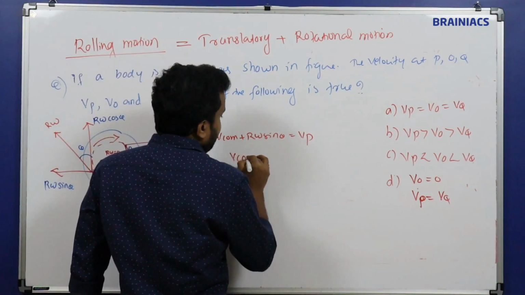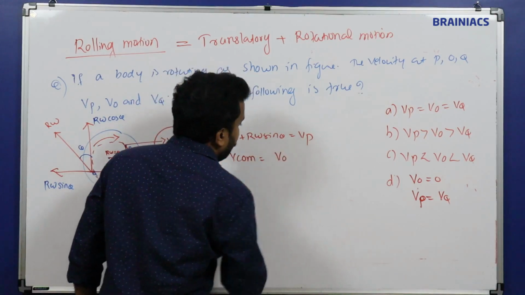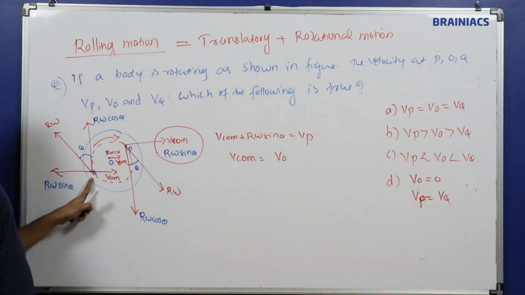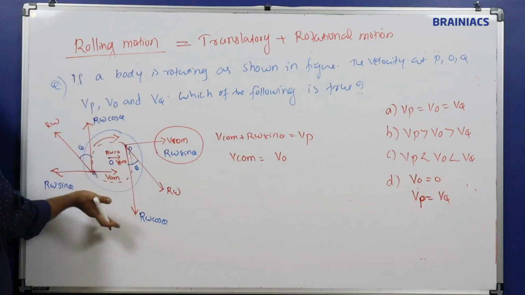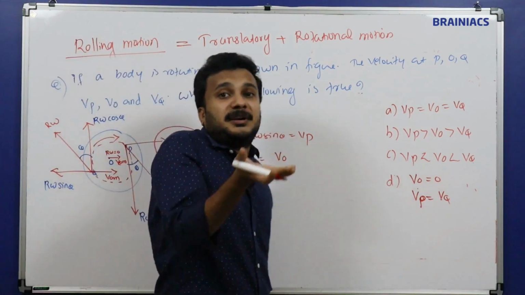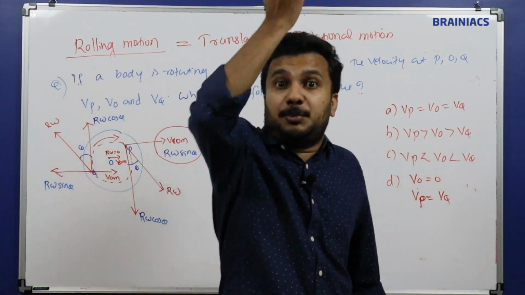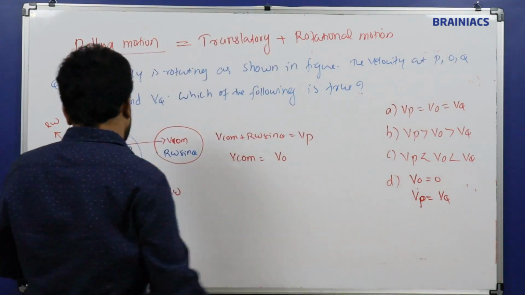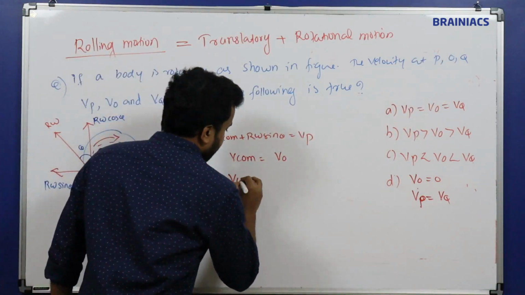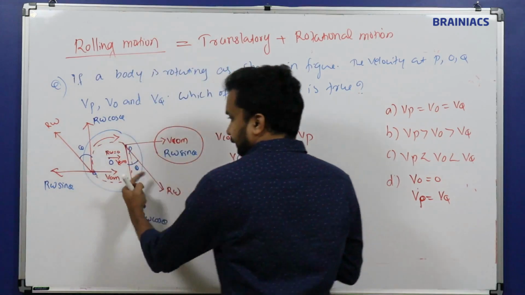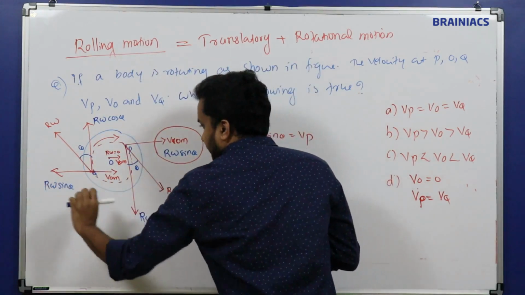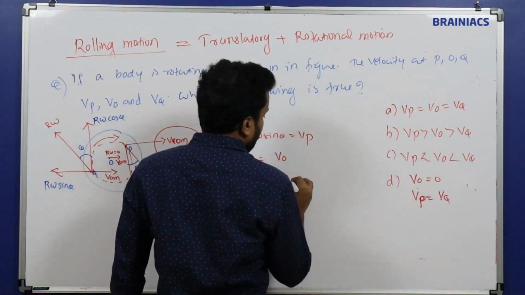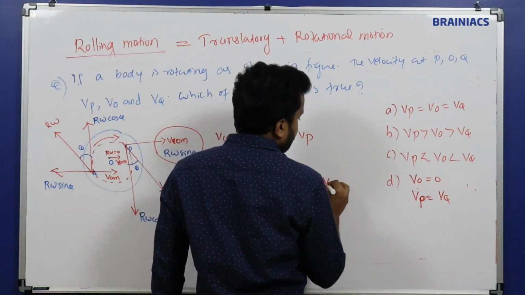So I can say v com equal to vo. Okay, now at this point, taking this point, the upward force is r omega cos theta, but that is important. The block is not moving upward, the body is moving in this direction. So what is the velocity here? V com in this direction, r omega sin theta in the opposite direction. So r omega sin theta is equal to vq.